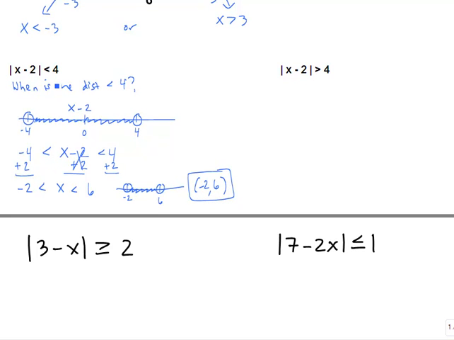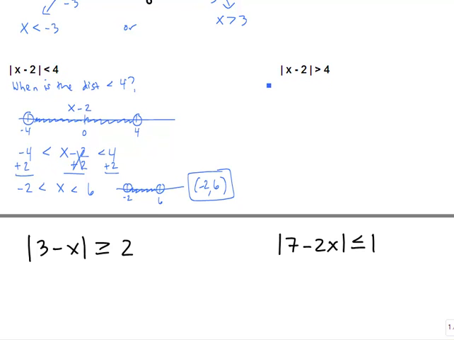Okay, so when you see a less than symbol, you are going to be setting up a triple inequality where you take this inside expression and you squeeze it in between the opposite of this number and that same number. So between negative 4 and positive 4 in this case. Okay, so that's when you see less thans or less than or equal to's. You're going to use a triple inequality.